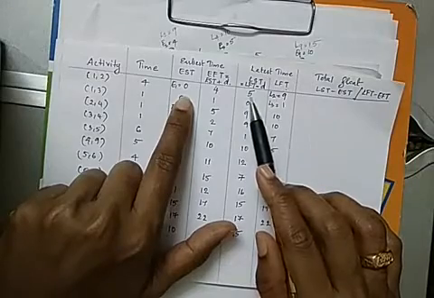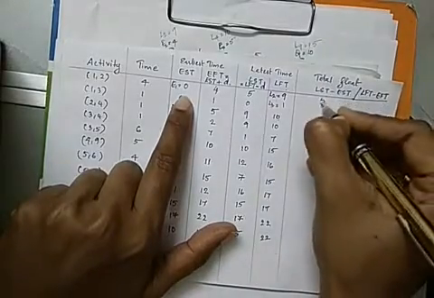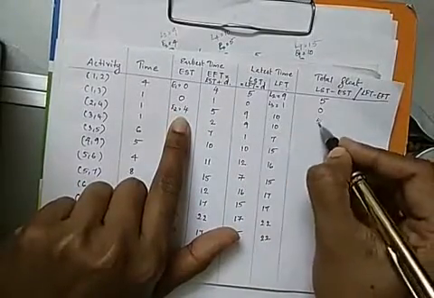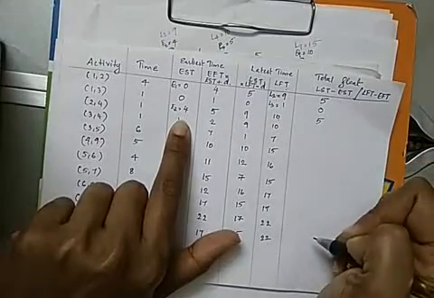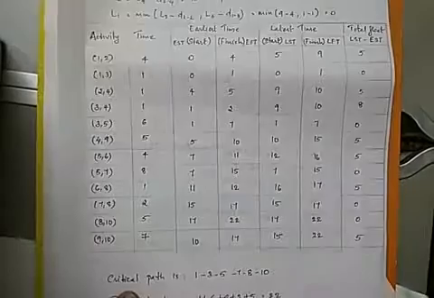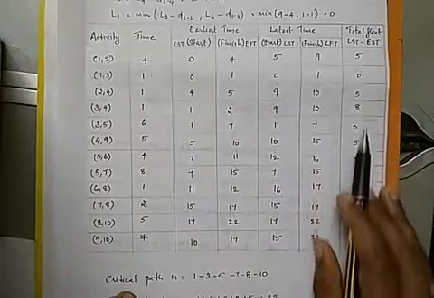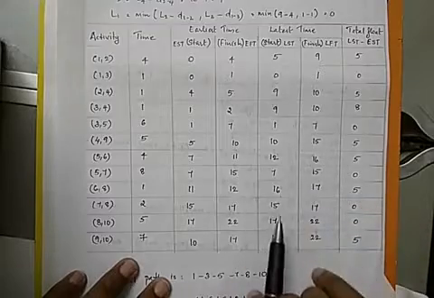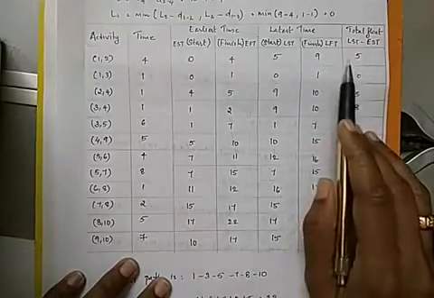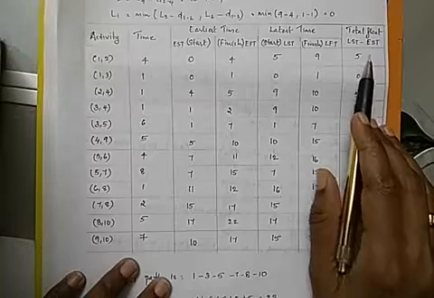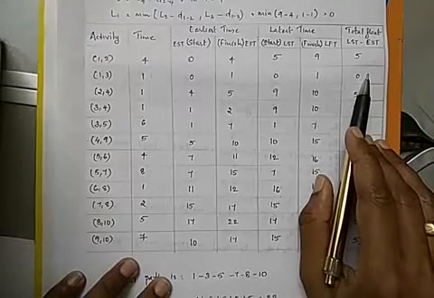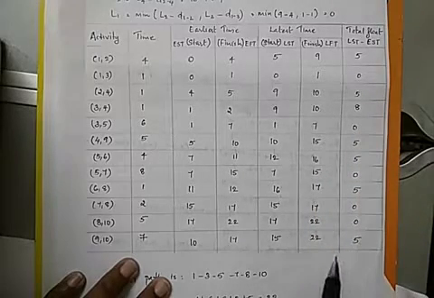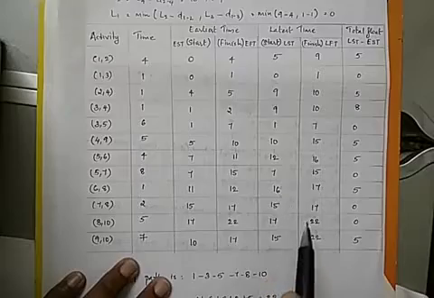So the first value we'll get is 5 minus 0, that is 5. Next is 0 minus 0, that is 0. Then 9 minus 4, 5. Like this you'll get the total float values for the remaining activities. These are the float values that you get after applying the formula. Now the critical activities are identified by looking at the float values. If the total float is equal to 0, then that is a critical activity. So all the activities which have a float value of 0 will be the critical activities of this network diagram.